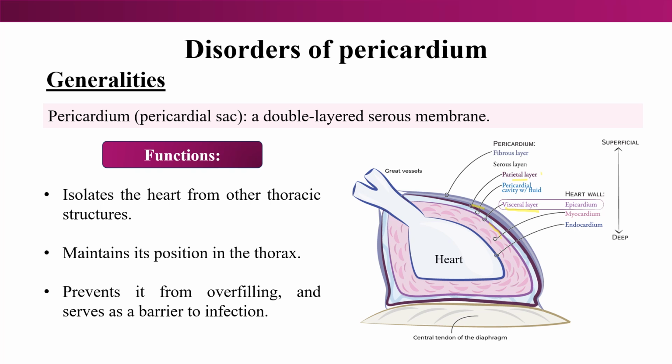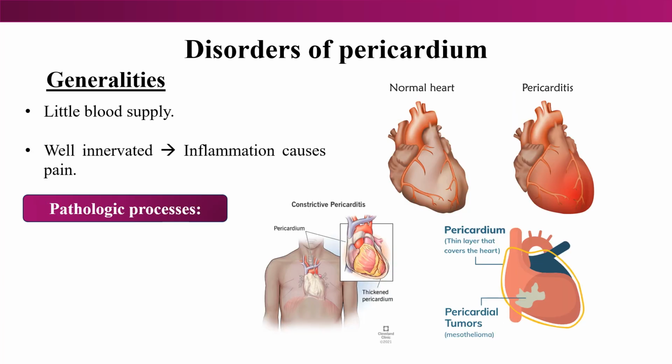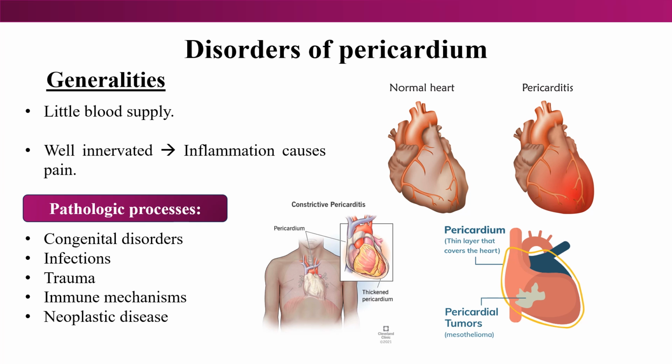These 2 layers of the pericardium are separated by a space called the pericardial cavity, which contains about 50 milliliters of serous fluid. This fluid acts as a lubricant that prevents frictional forces from developing as the heart contracts and relaxes. Although there is little blood supply to the pericardium, it is well innervated and inflammation can cause severe pain. The pericardium is subject to many of the same pathologic processes, for example, congenital disorders, infections, trauma, immune mechanisms, and neoplastic disease that affect other structures of the body. Pericardial disorders frequently are associated with or result from another disease in the heart or the surrounding structures.